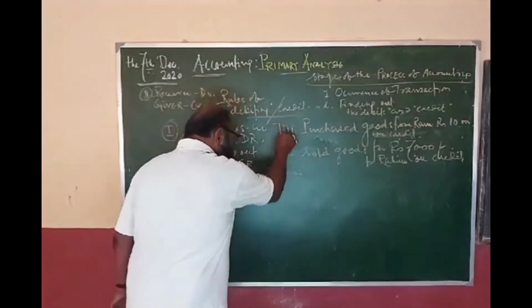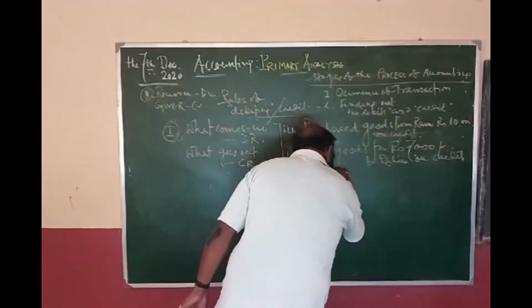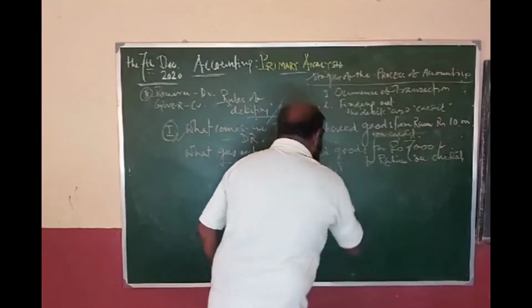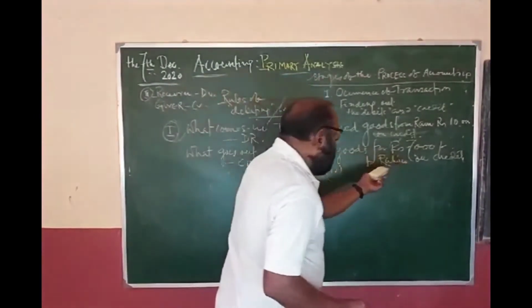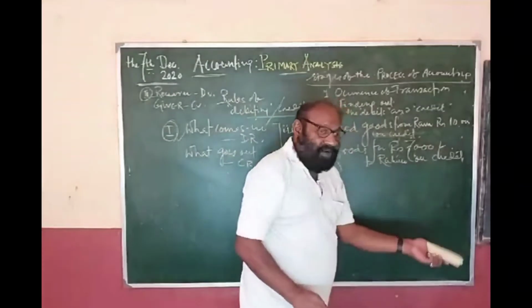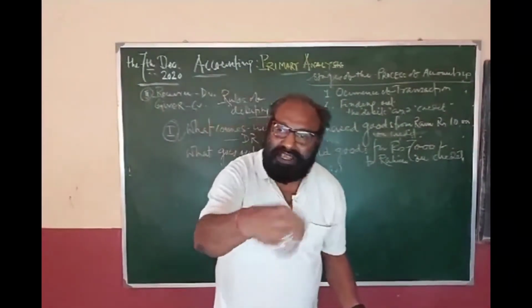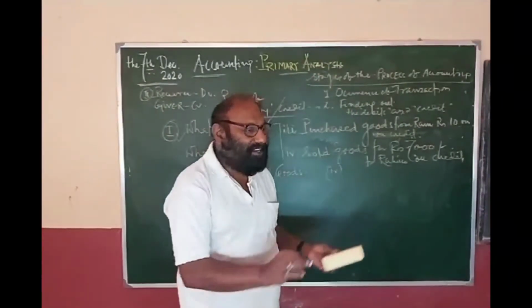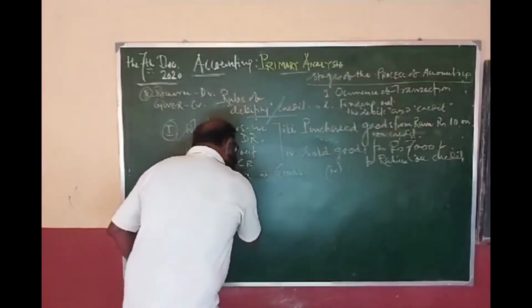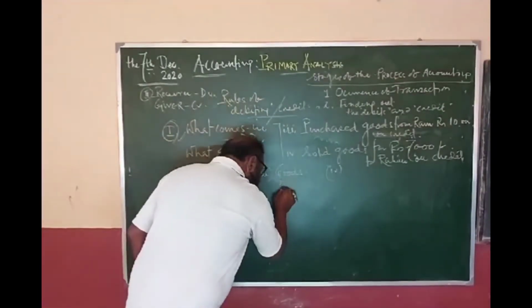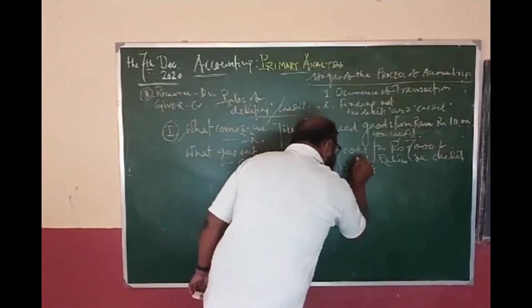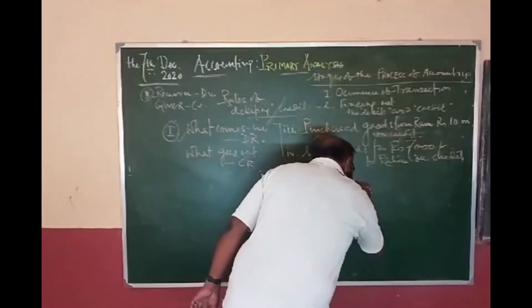Clear? So take example number 4. Sold goods for rupees 7,000 to Rahim on credit. What does it mean? I have sold out. The goods have gone. Okay. So what comes in? This part is not known right now, and here this part is known. But what goes out? Goods are going out.